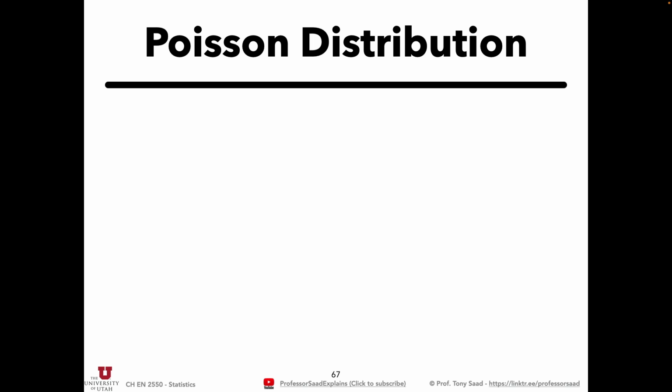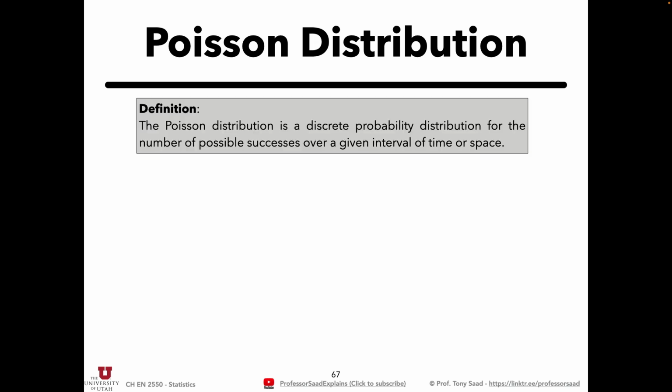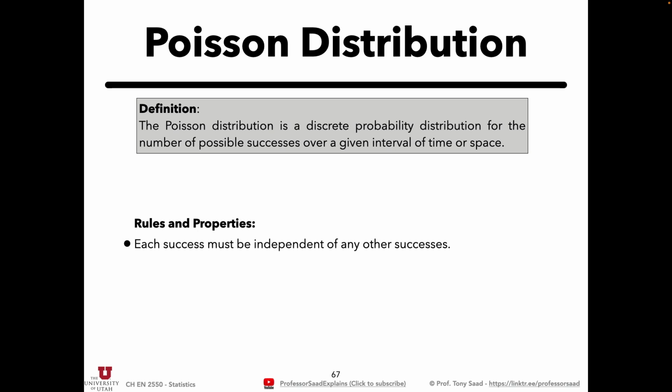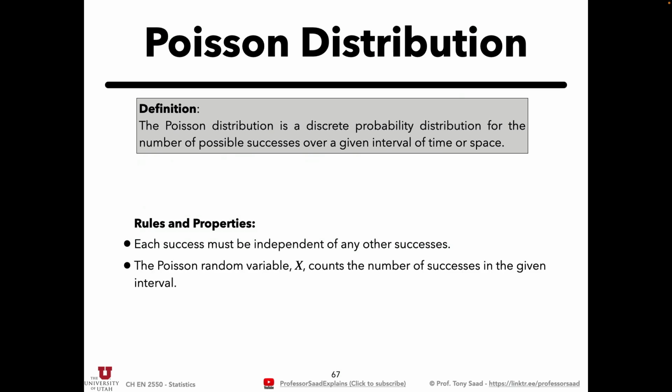Okay, so here are the rules. The Poisson distribution is a discrete probability distribution for the number of possible successes over a given interval of time and space. Each success must be independent of any other successes. Most of the time they're not, but we assume that they are. The Poisson random variable, x, counts the number of successes in the given interval.